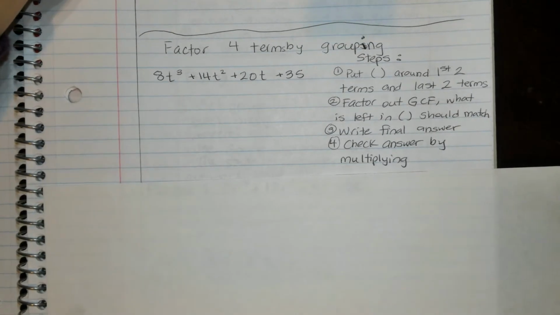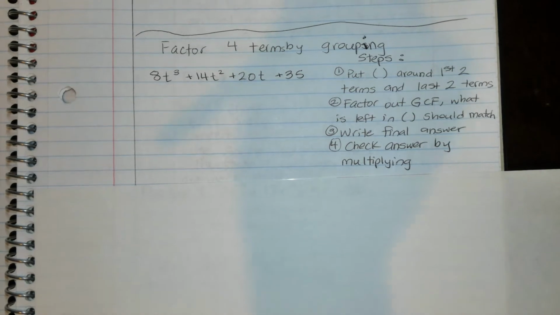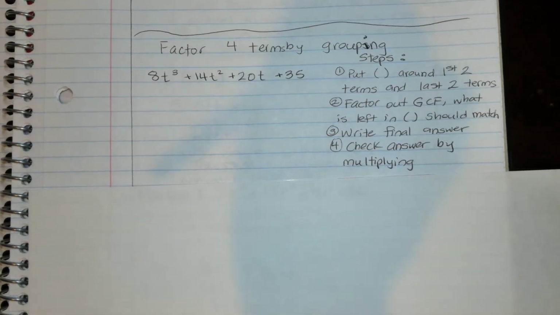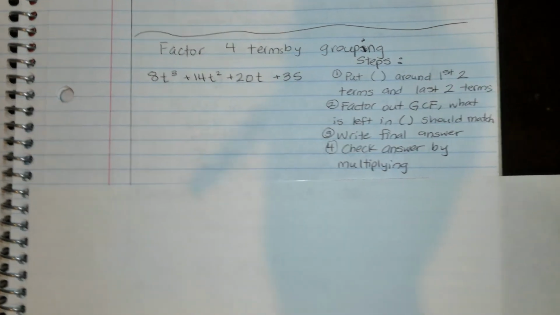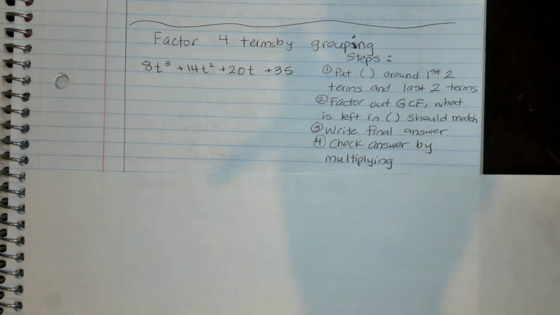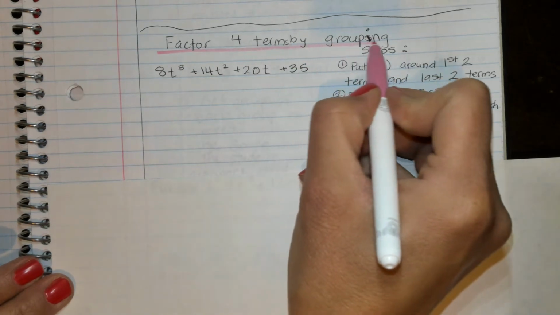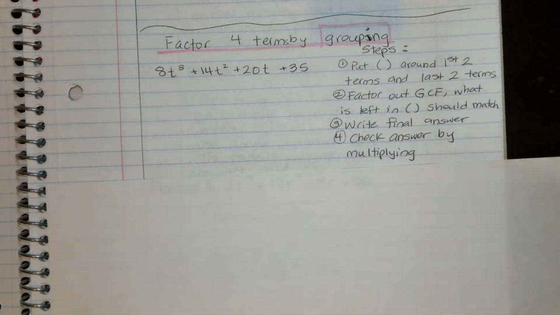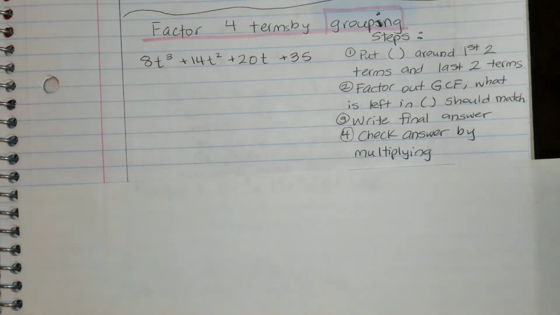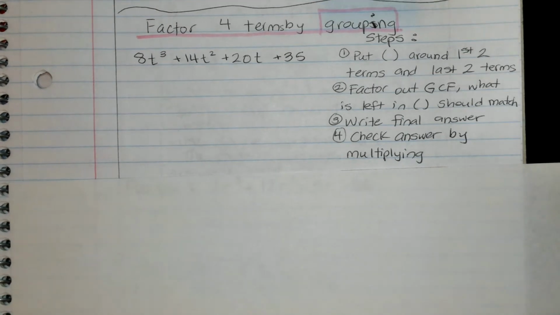All right, so the way that you know that this is going to be factoring by grouping is you will see 4 terms. Whenever you see 4 terms, that means factor it by grouping. So factor 4 terms by grouping. This is a different way of factoring. We're going to follow through these steps and do a couple examples, and then hopefully you'll have a good understanding of how to do it, and then you can do your Math Excel assignment.